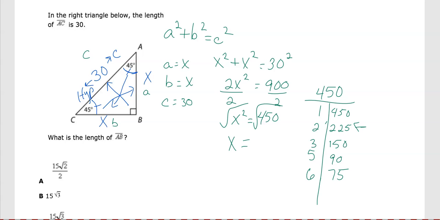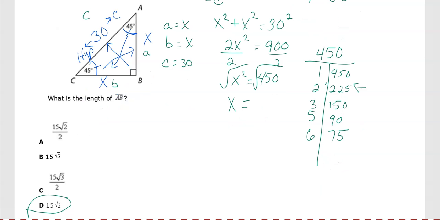So we're going to take our square root of 225 times the square root of 2, and the square root of 225 is 15, and square root of 2. So the answer is 15 square root of 2, which was D.